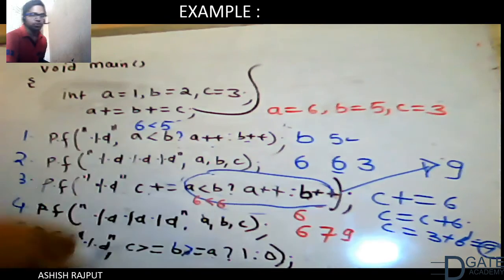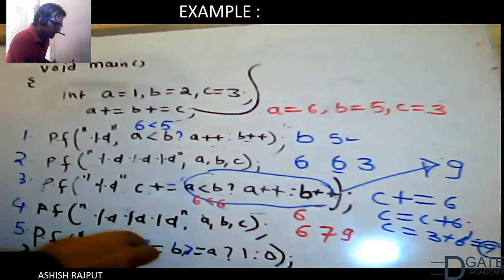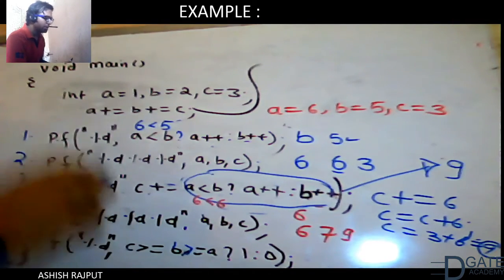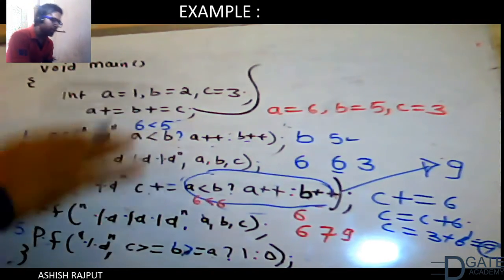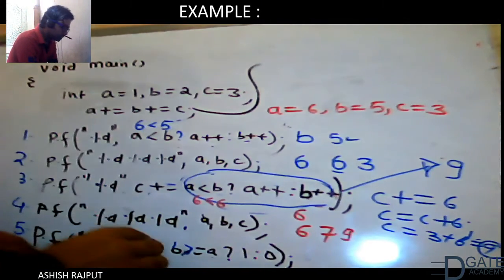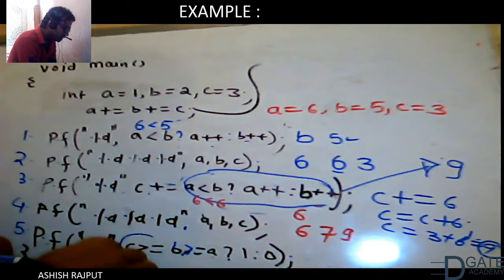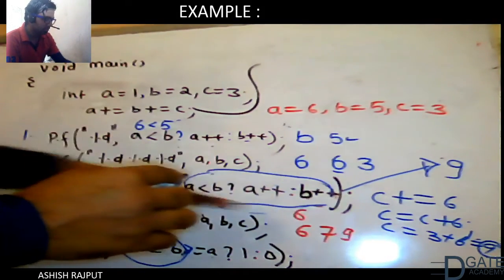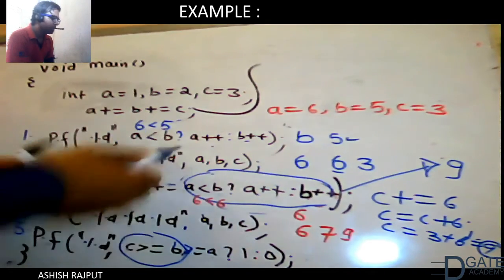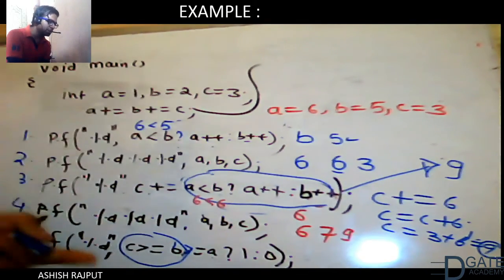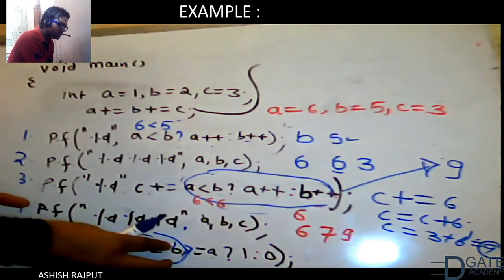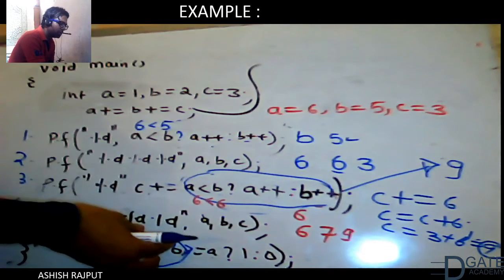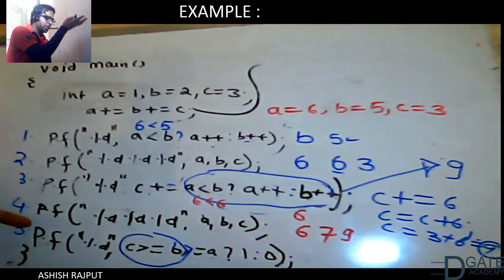Then the ternary, 1 colon 0. So again the same question: the relational operator and the ternary operator. The relational operator has the highest precedence as compared to the ternary operator. So this will be executed first. In the last expression we executed the conditional or ternary operator first, because the assignment operator has less precedence. In this case, this is the relational operator and this is the ternary operator, so the relational operator has higher priority.